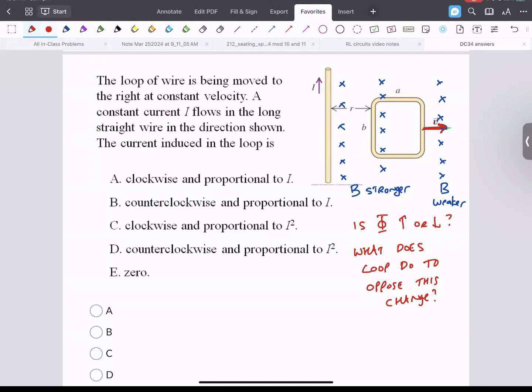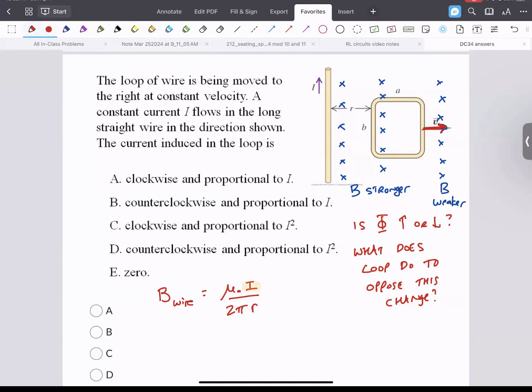And then whether it's proportional to I or proportional to I squared, let's just look at the fundamental equations. Remember that the magnetic field from a long wire is mu naught I over 2 pi r, where r is the distance from the wire. So there's one I.